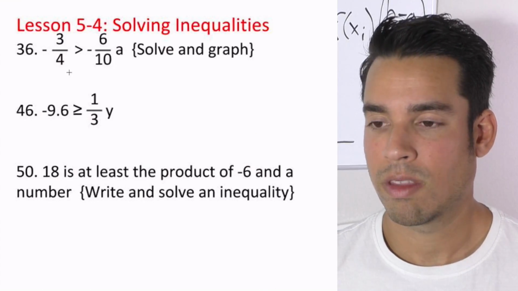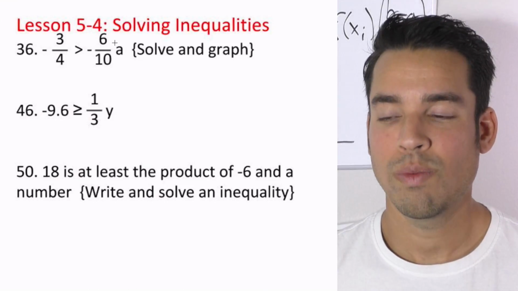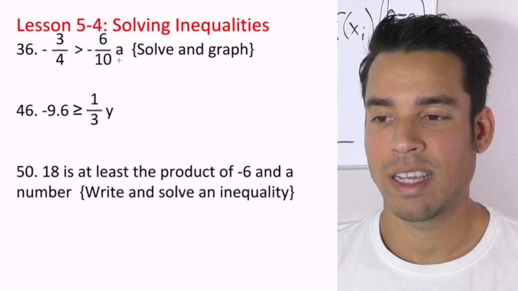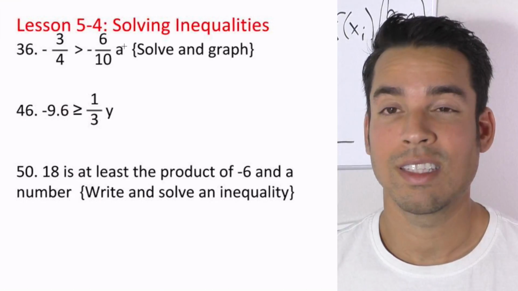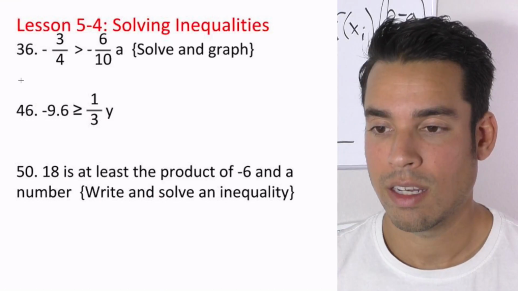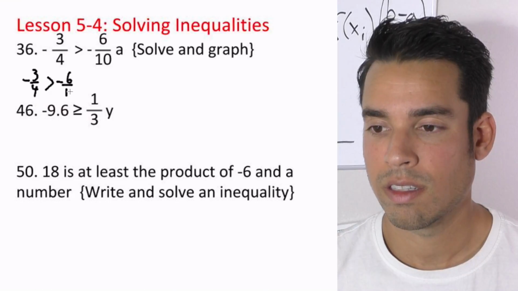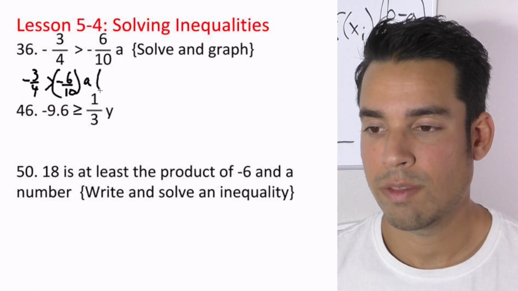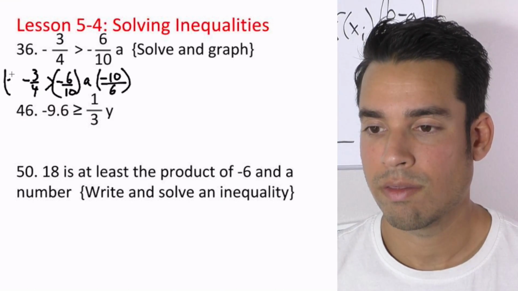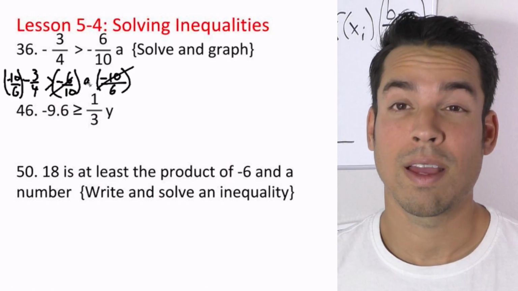Let's move on to number 36. We got -3/4 is greater than -6/10 a. So what do we got to do here? Remember, we always have to do the opposite to isolate a. It's multiplied by -6/10, so we also multiply by the reciprocal of that fraction, which is -10/6. We multiply this by -10/6, and we do the same thing here, -10/6. These guys cancel out. That's why we multiply by the reciprocal.